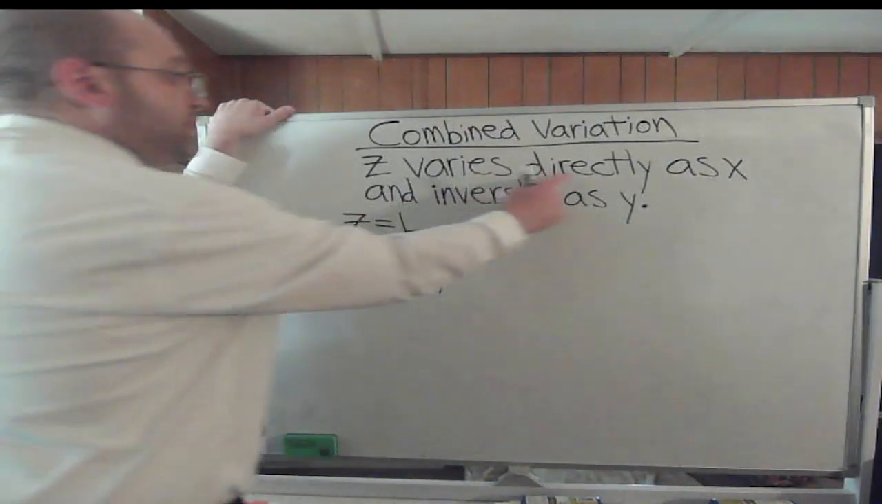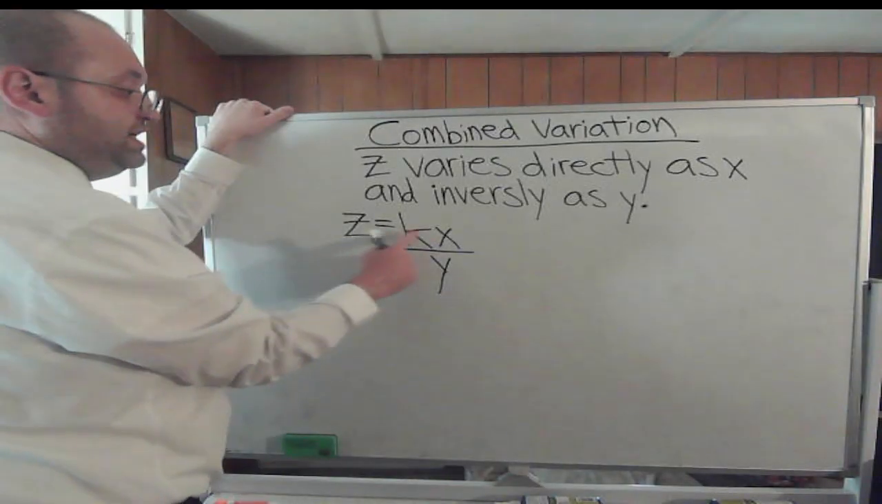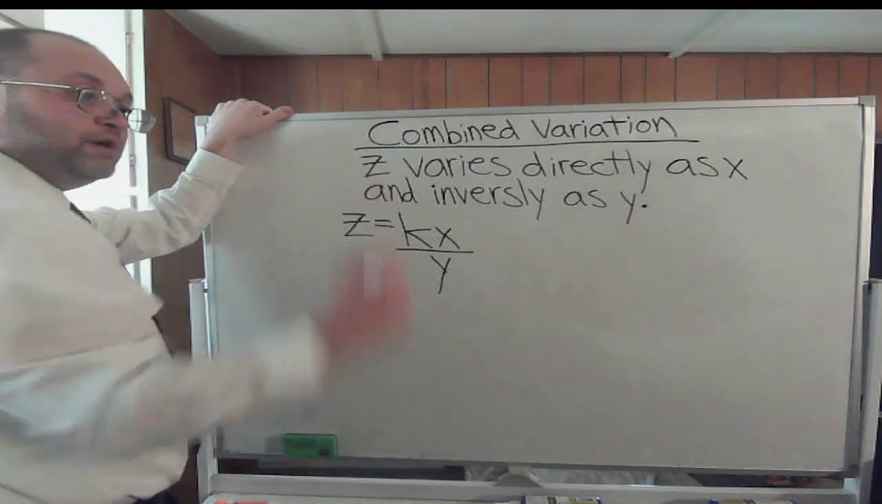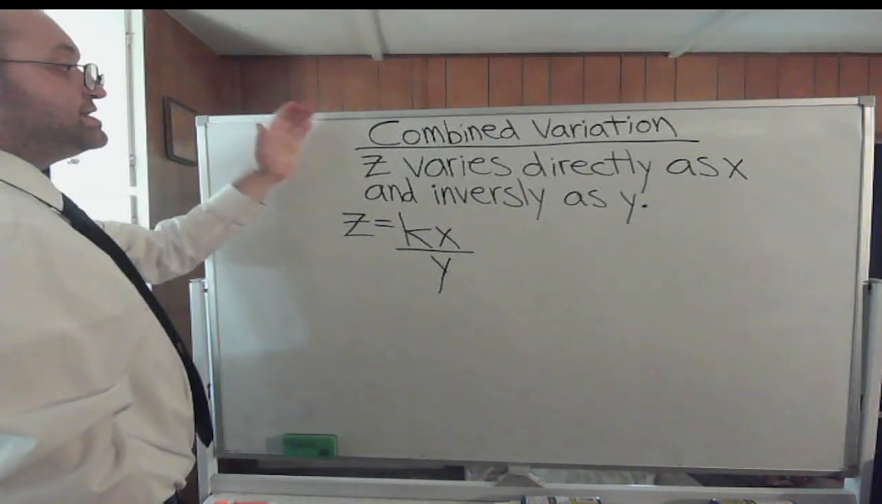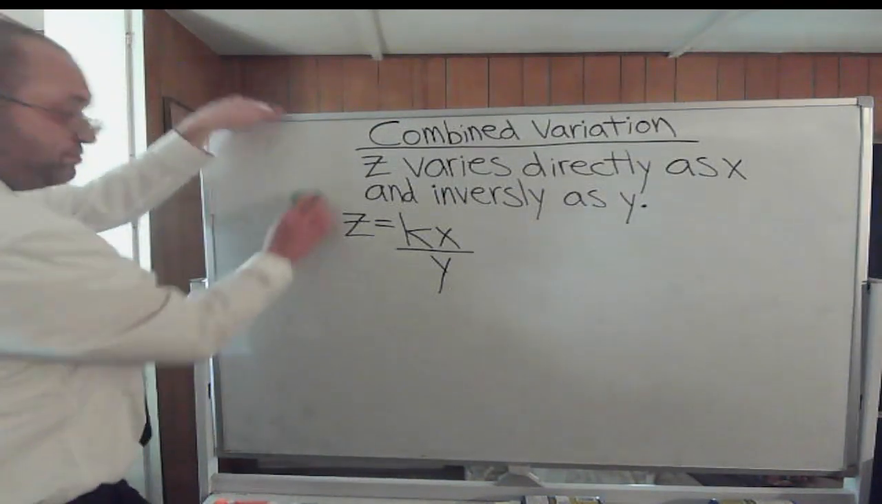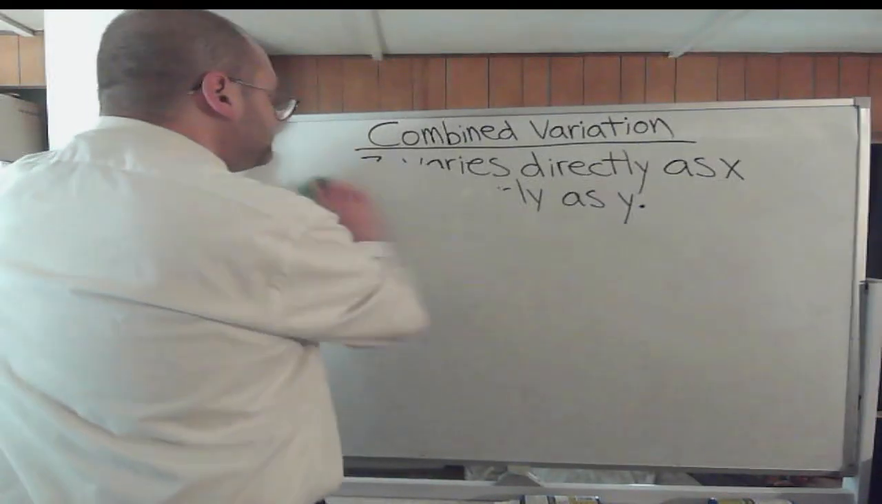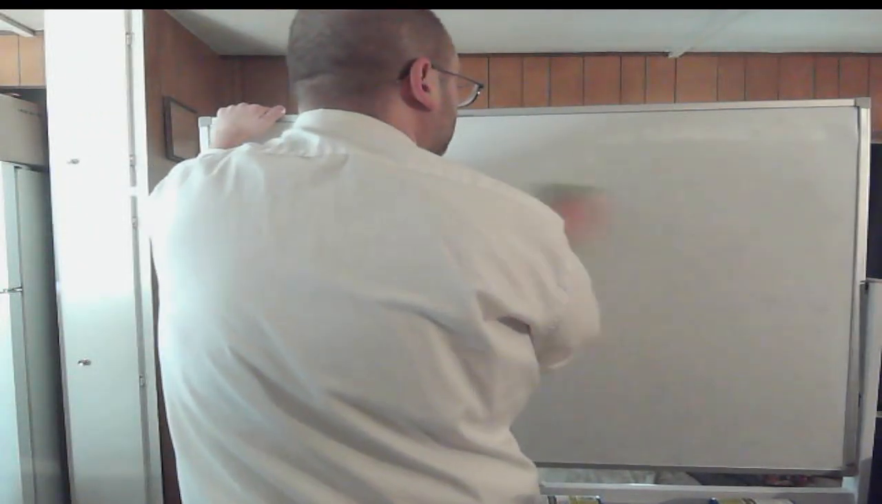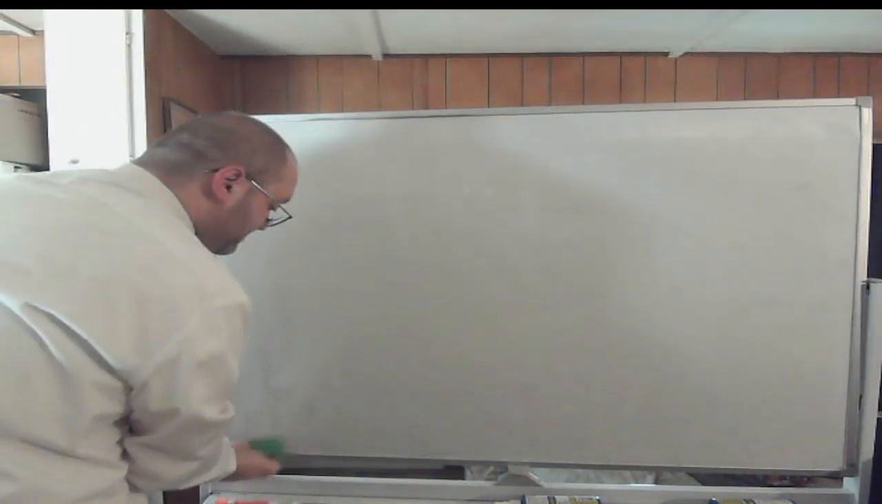When z varies directly as x, so z equals kx, and inversely as y, you'll divide the right side by y. And that is how you set up a combined variation. And I do got some problems for that too. Alright, so let's start with the first problem here.